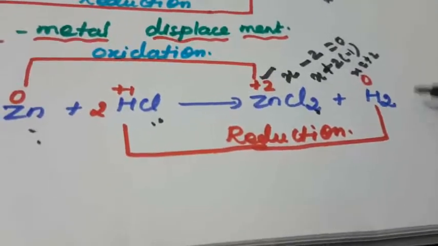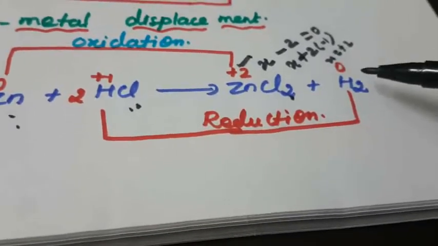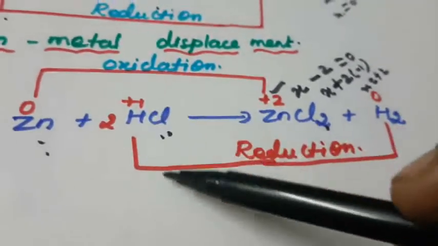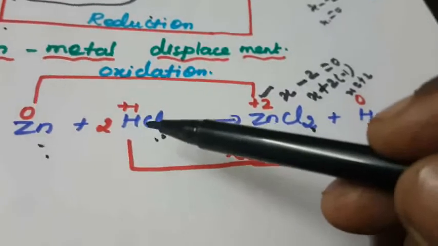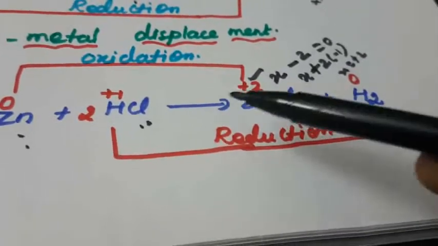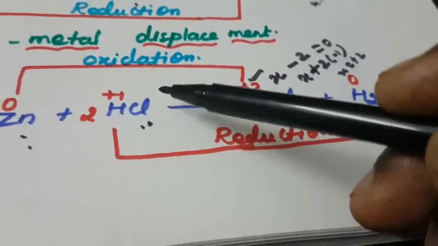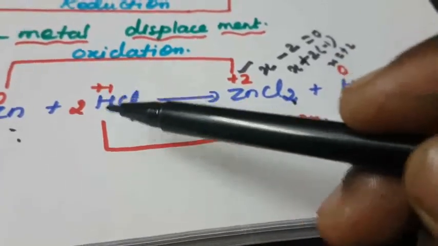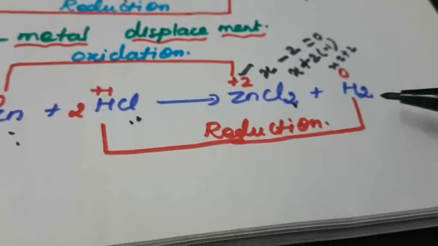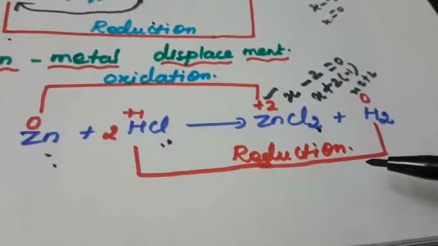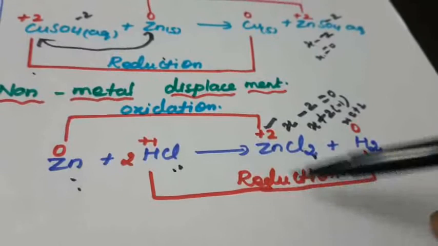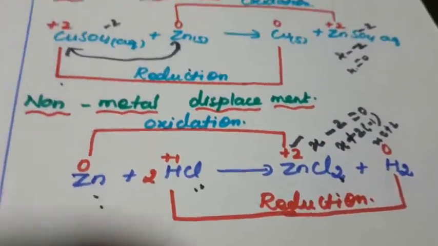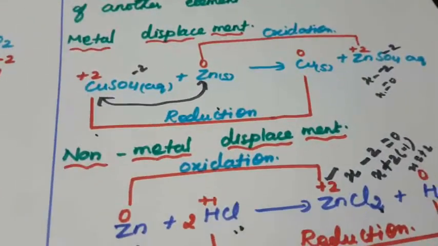So here hydrogen, the single atom molecule, the oxidation number will be 0. So that is where reduction takes place. So here H plus ion will be reduced to hydrogen. So here the oxidation number of chlorine is minus 1, hydrogen is plus 1. So the plus 1 oxidation number will be reduced into 0. So reduction takes place. Both oxidation and reduction take place in the non-metal displacement. Okay, so these are the types of the redox reaction.